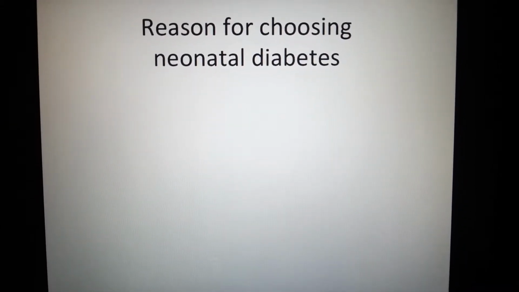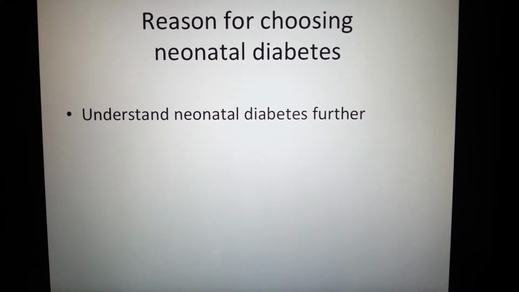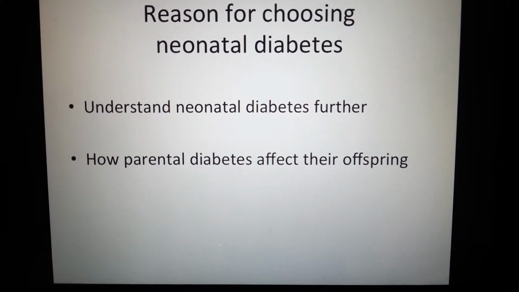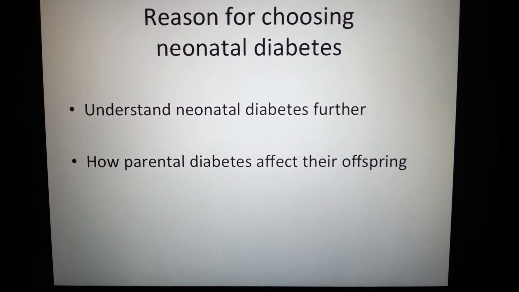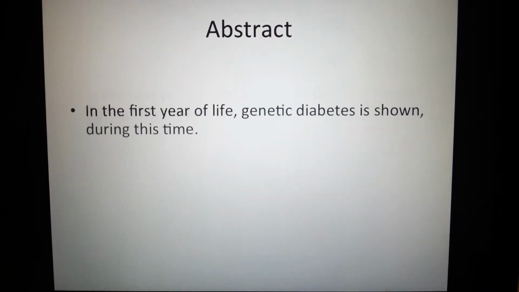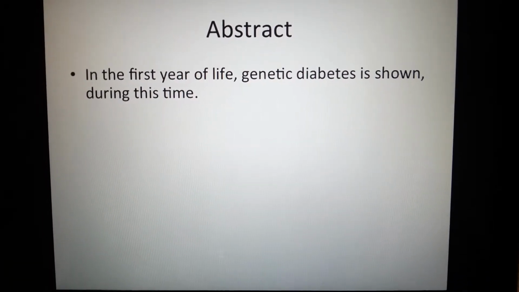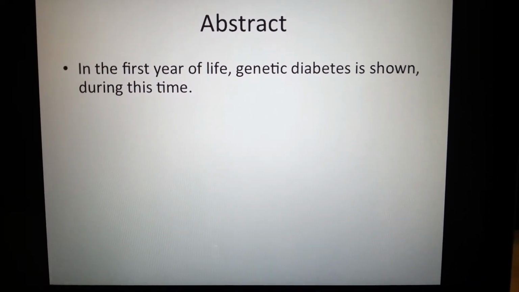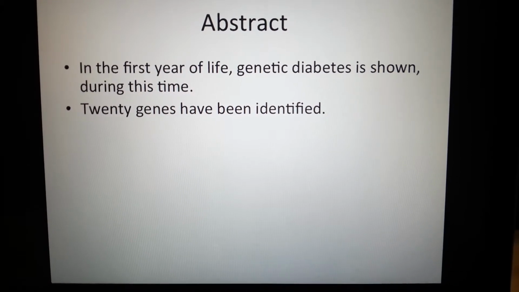The reason for choosing neonatal diabetes is to understand neonatal diabetes further and how parental diabetes affects their offspring. In the first year of life, genetic diabetes is shown during this time. 20 genes have been discovered.